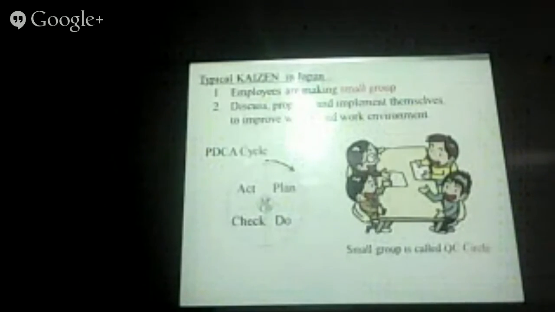Typical Kaizen is implemented in Japan like this. Employees first form a small group. In this group, they discuss, propose ideas, and implement the ideas themselves to improve work and the work environment. Using the PDCA, they do the implementation. This small group is sometimes called a QC circle, but sometimes they don't use the QC circle.